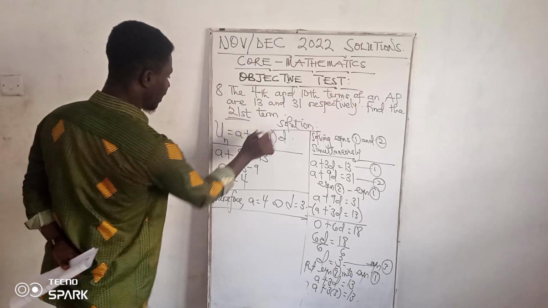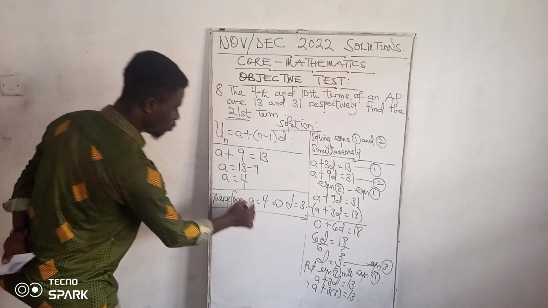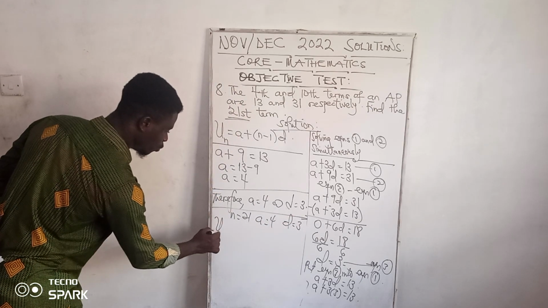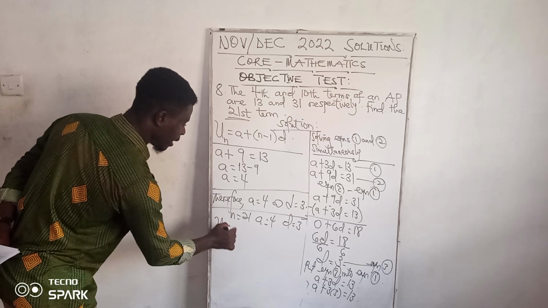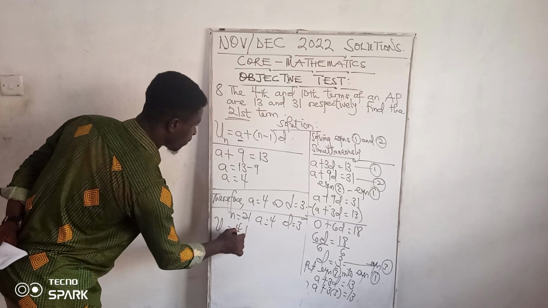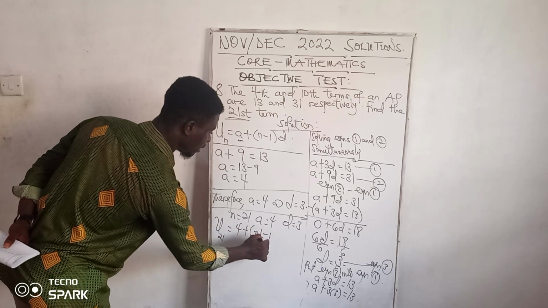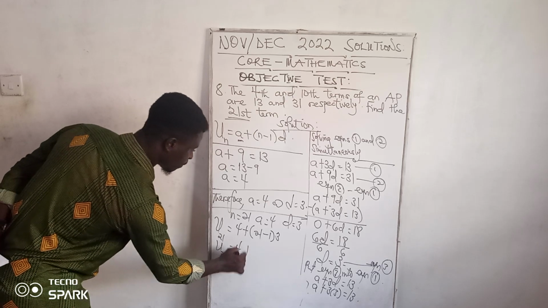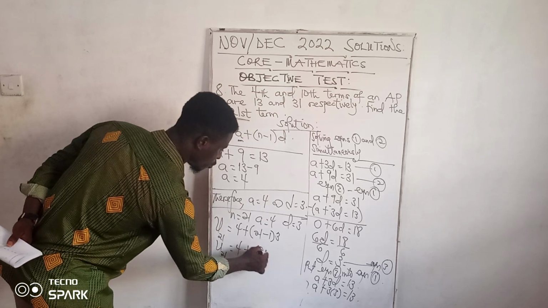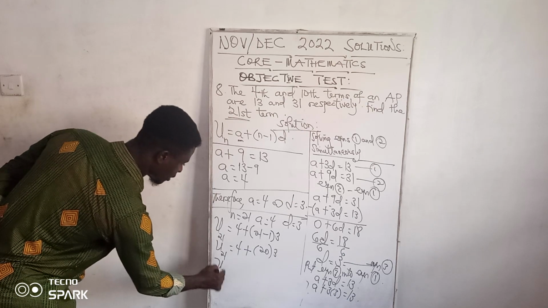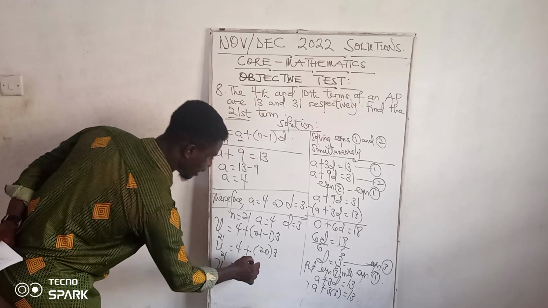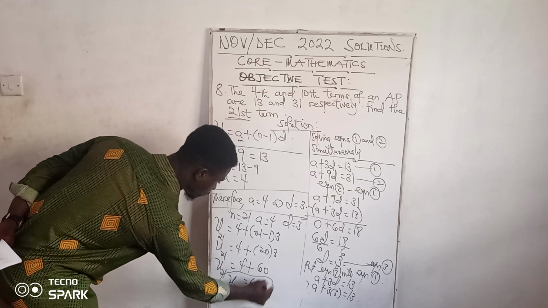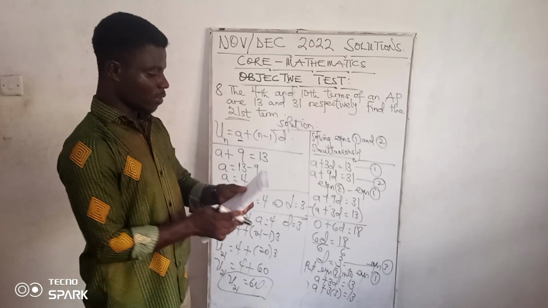So now this time around, n is 21. If n is 21, a is 4, and my d is 3. So you can do substitution. U21 equals a, which is 4, plus n, which is 21, minus 1, then the common difference is 3. So U21 equals 4 plus 21 minus 1, which is 20, then times 3. So I get U21 equals 4 plus 20 times 3, which is 60. So U21 equals 64.